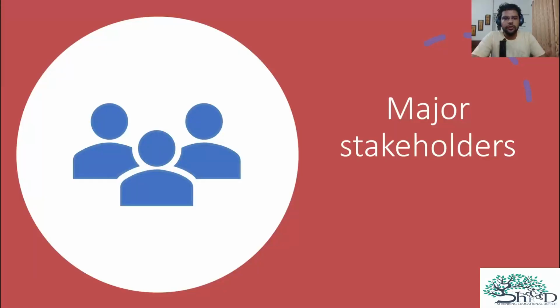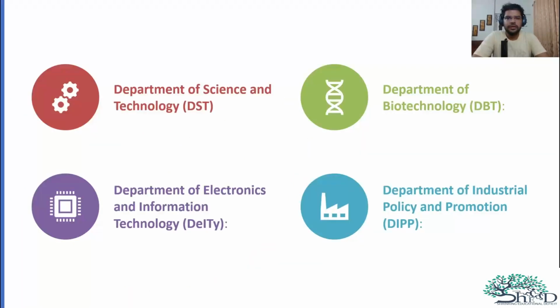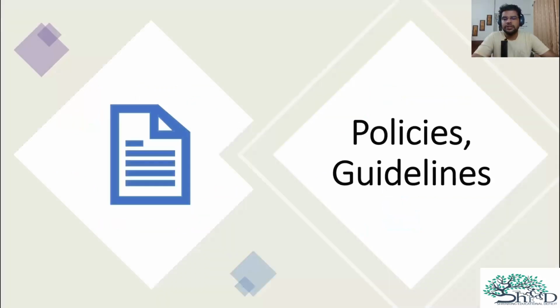So who are the major stakeholders in India which take care of nanotechnology? The Department of Science and Technology, Department of Biotechnology, Department of Electronics and IT, Department of Industrial Policy and Promotion. All of these are involved in integrating nanotechnology into government policy and implementing the programs.